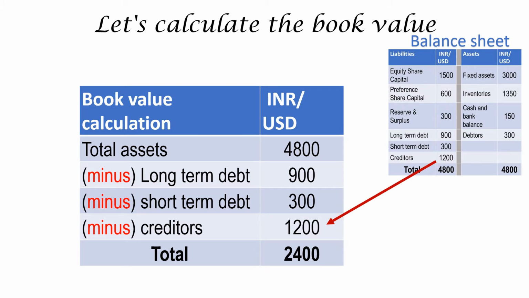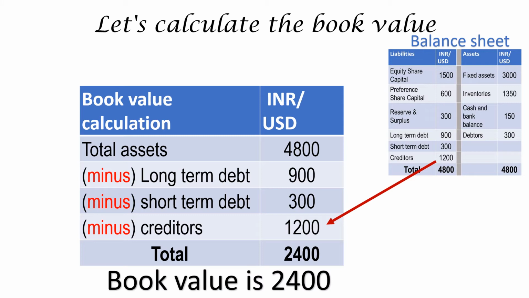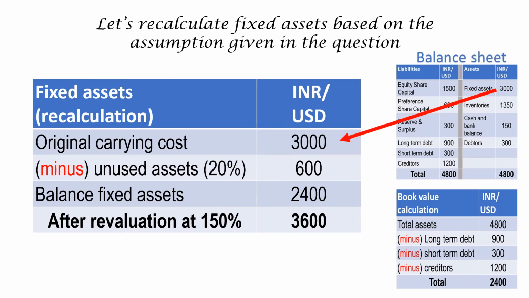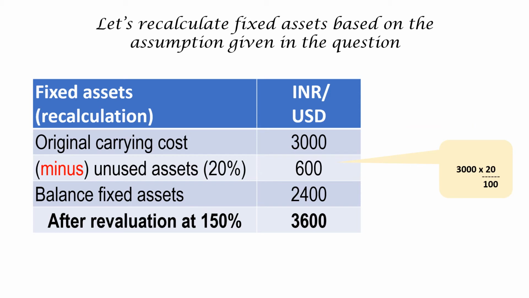The question carries two assumptions and therefore we need to come up with a replacement cost adjusted balance sheet based on them. Before we could do that, we need to recalculate fixed assets based on the assumption given. Fixed assets is 3,000 and therefore 20% of it is 600. Market value of assets is 50% higher, which means after revaluation, the adjusted cost will be at 150%.